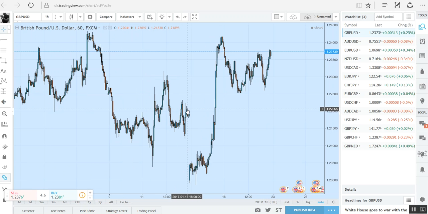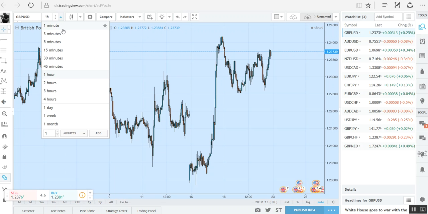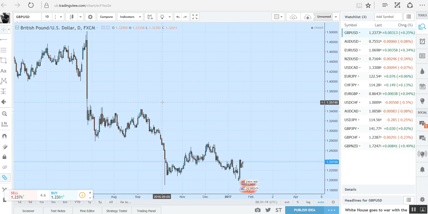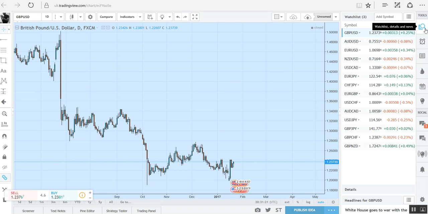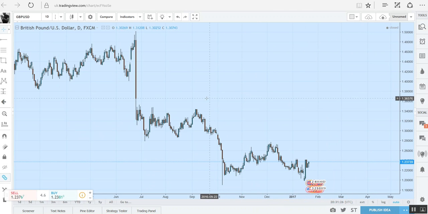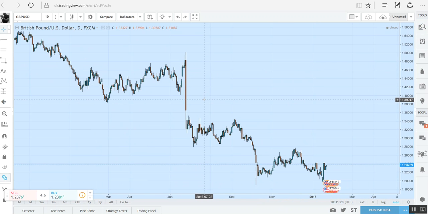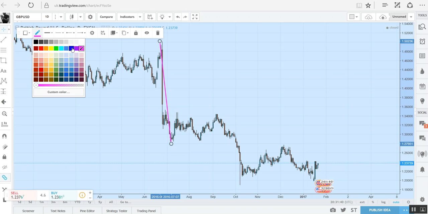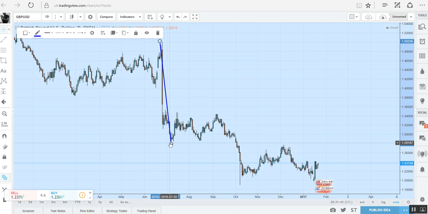So I'm going to start off with the pound against the US dollar. And what I'm actually going to do is go back onto the daily chart, the daily time frame, to show you a potential advanced pattern that it's going to complete near the previous structure. So this is what we're looking at. This is what I'm expecting the pound to do. I talked about this currency pair last week as well, but I want to show you.